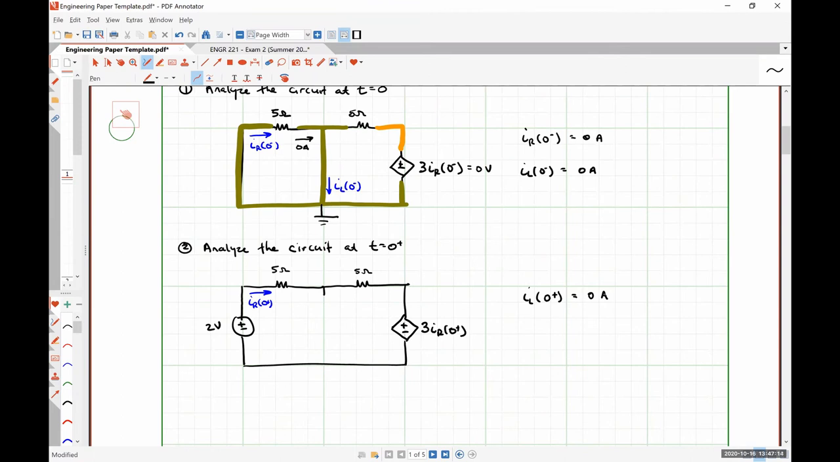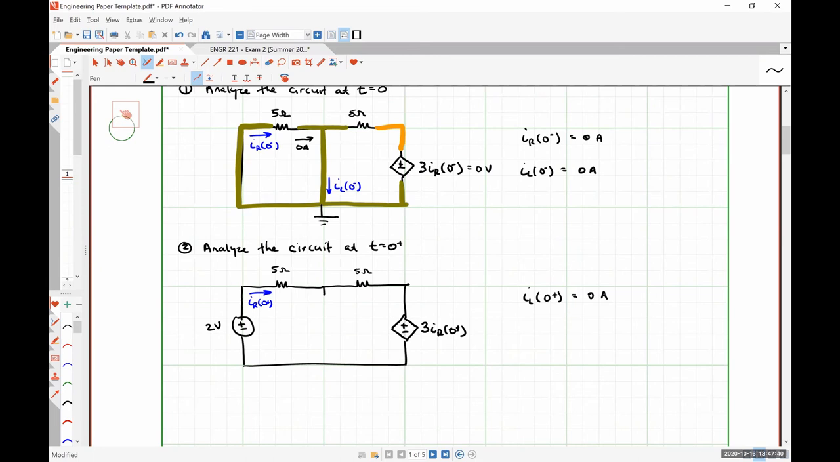Exactly right. It cannot change instantaneously. So if it was 0 amps at t equals 0 minus, it must continue being 0 amps at t equals 0 plus. That's true only for inductor currents and capacitor voltages. So how do I create a 0-amp current source? What is that?